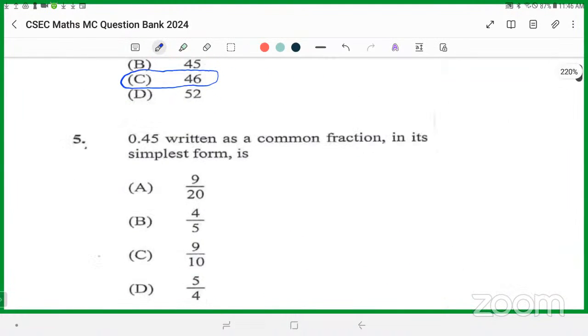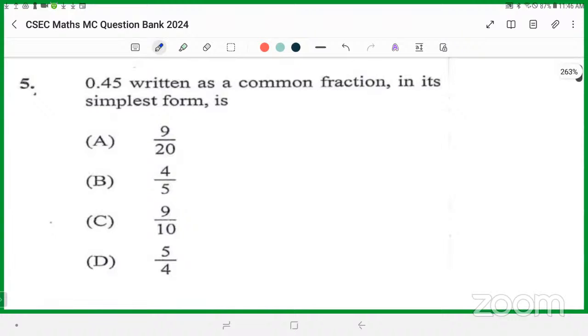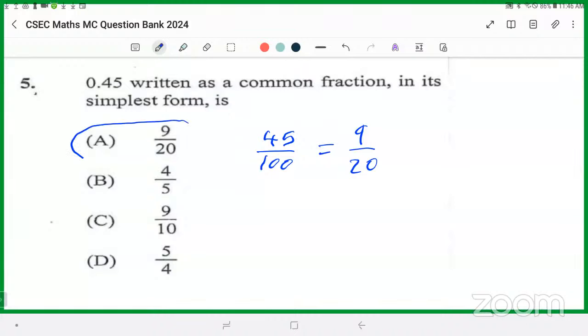Next question. Write this as a common fraction. So 0.45. I'll first write it as 45 over 100 and then simplify it down. It becomes 9 over 20 if I divide the numerator and denominator by 5. So I cancel 5 out of this, I get 9. And cancel 5 out of this, I get 20. Let's divide through by 5. So the answer is this one. So it's like a giveaway question.